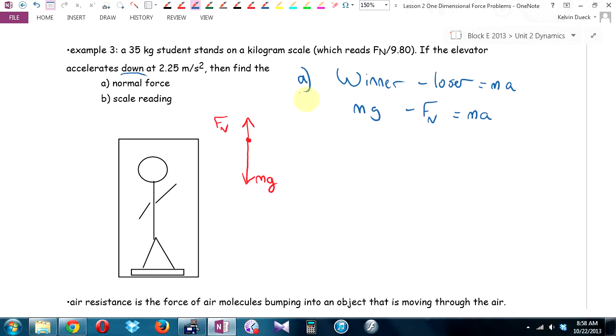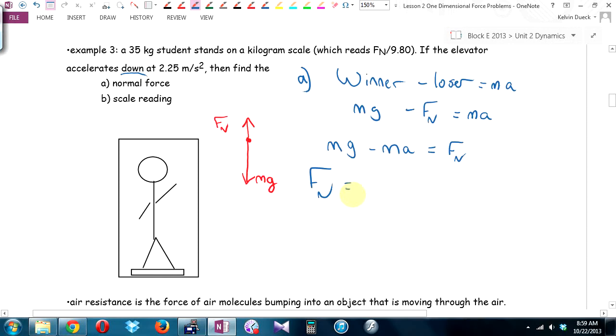Sanj, I think the easiest, what's in front of the normal force right now? I think plus this to this side at the same time minus that to that side. Can I do that in one step? Is that all right? We're going to get this then: mg take away ma equals the normal force. Now let's do a quick double check.